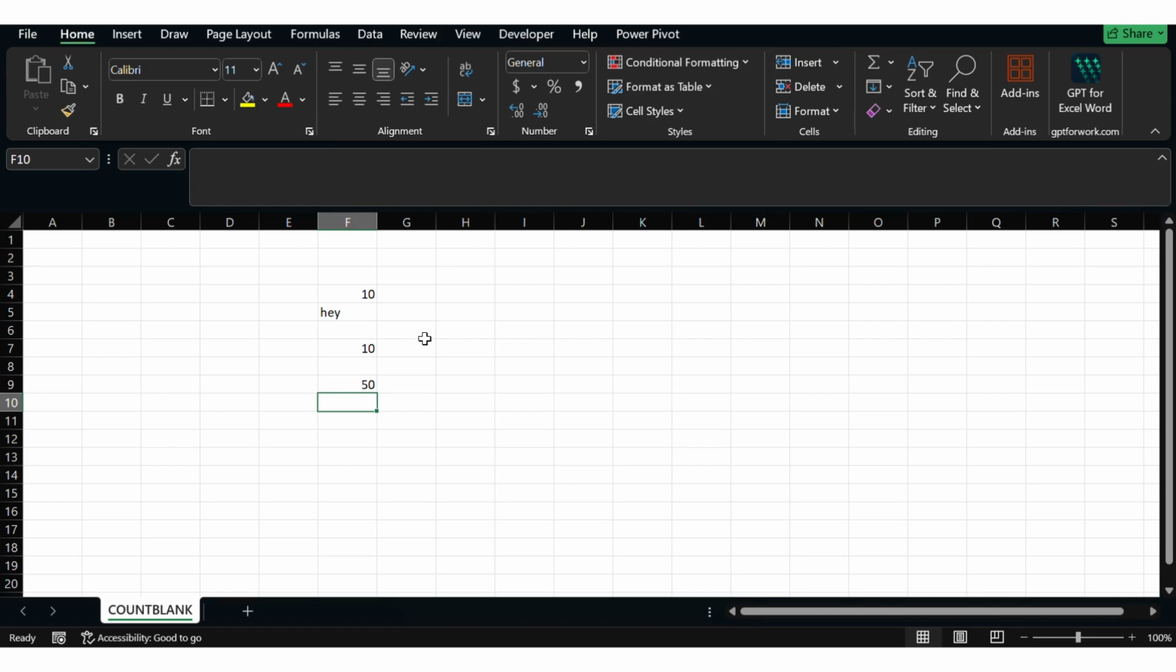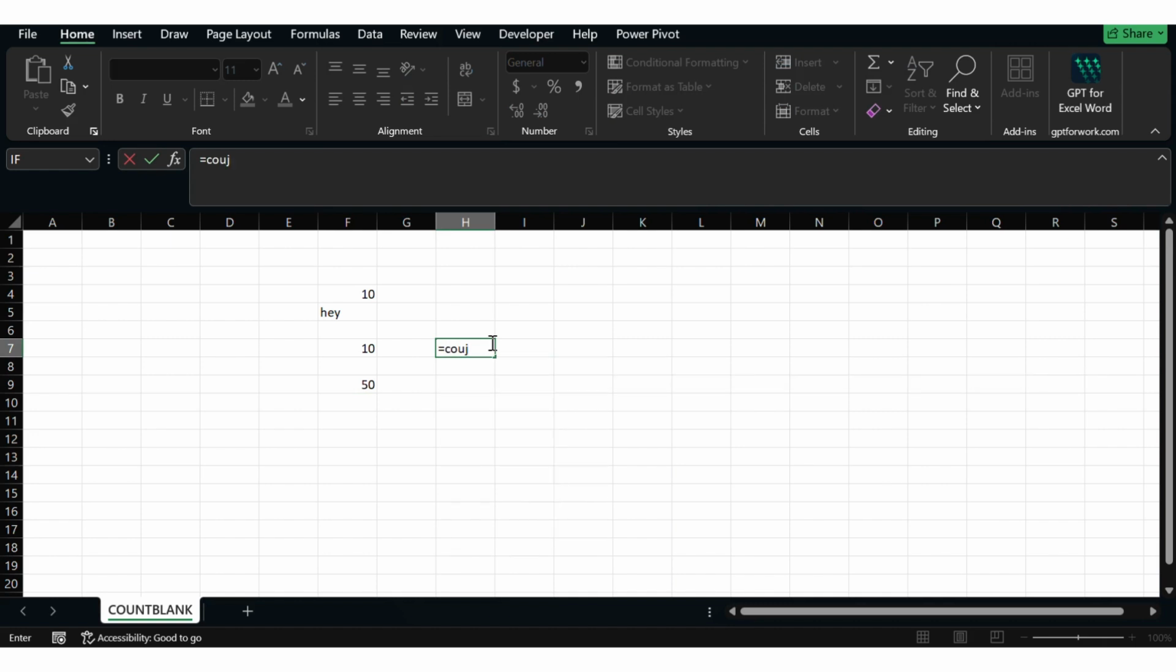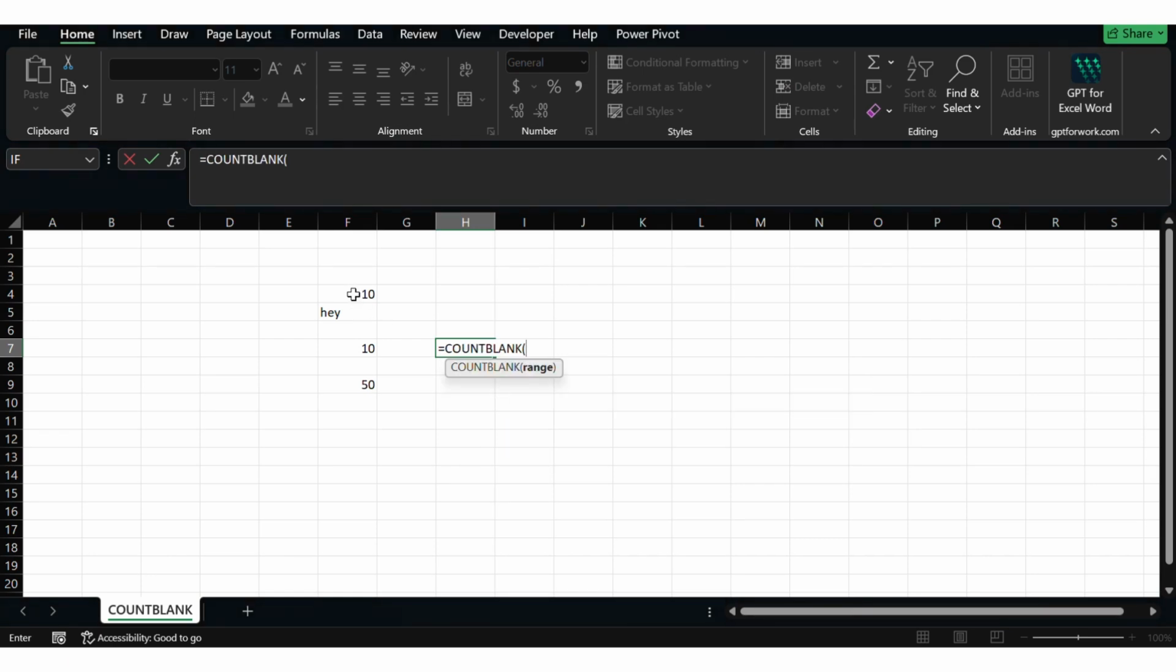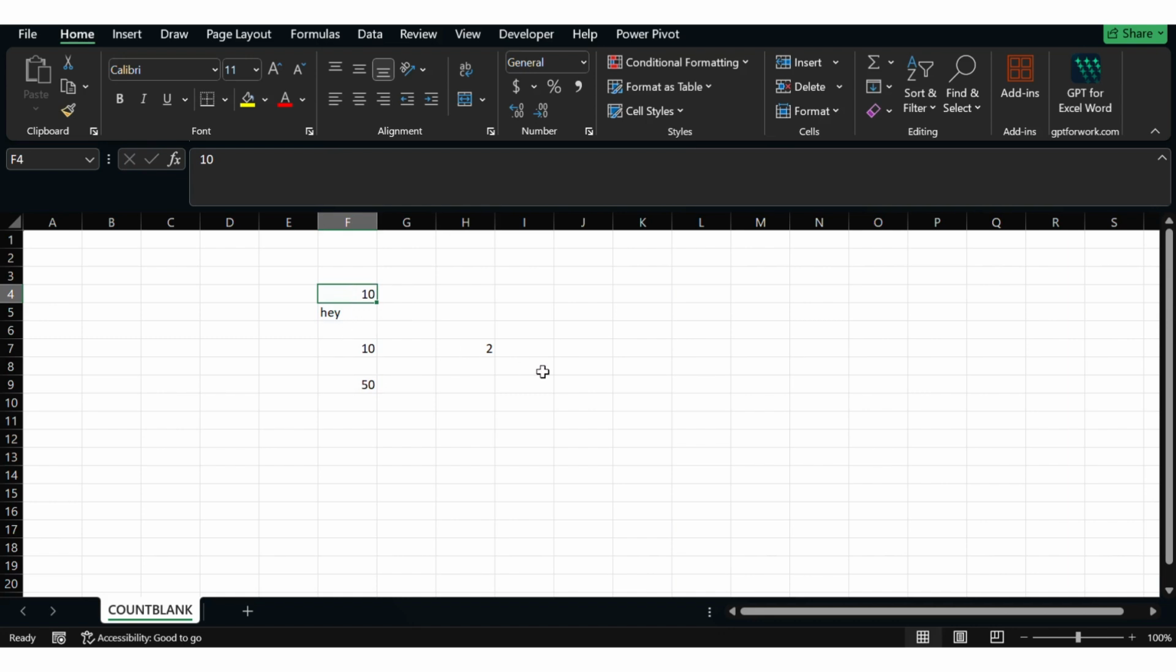There we go. So say equal sign COUNTBLANK. There it is, it counts the number of empty cells in a specified range of cells. We'll say COUNTBLANK, we'll say this range, right? Then we'll close it. If we press the Enter key, it should give us the answer as 2, because there are 2 blank cells in this range that I entered in the formula.